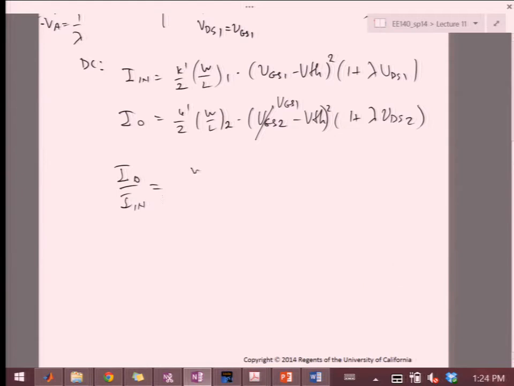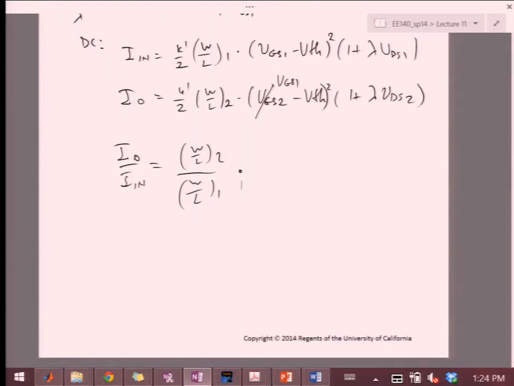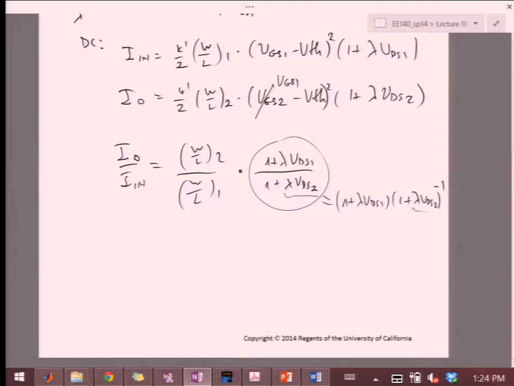equals W over L2 over W over L1, times, and now I have this gain error factor. And that will be 1 plus lambda VDS1 over 1 plus lambda VDS2. Now, since this is a small quantity, I'll just represent this as 1 plus lambda VDS1 times 1 plus lambda VDS2 to the minus 1. And because this is a small quantity, I can rewrite this as 1 minus lambda VDS2.